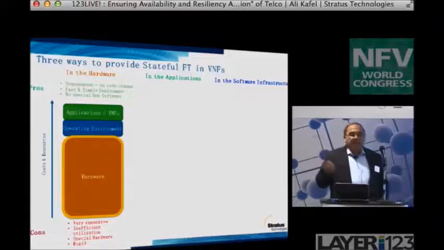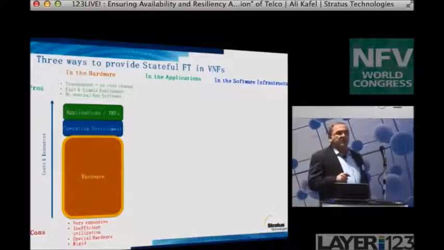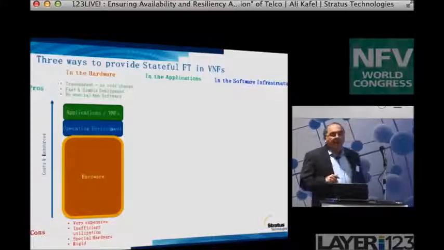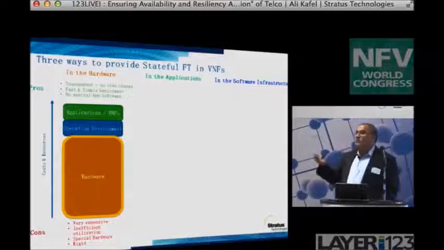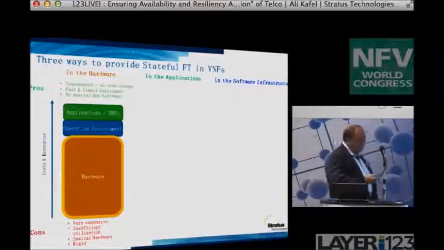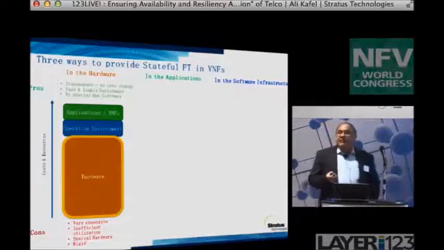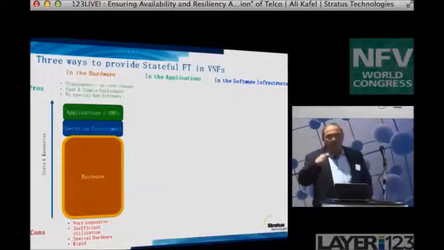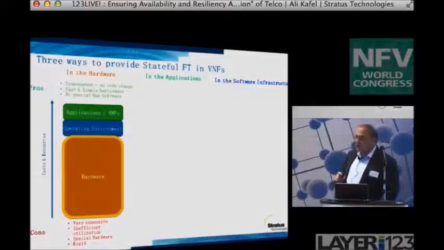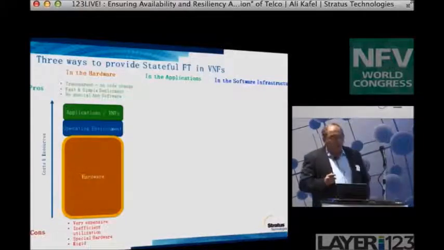So in hardware, there are benefits, right? It's transparent, no code change. It's fast and it's simple deployment because the application doesn't really need to do anything. And of course, there's no special application software that you need to deploy. The problem with that model, these are the cons on the bottom, is that it's very expensive. Hardware systems are very expensive. Stratus used to charge hundreds of thousands of dollars for one server. Those days are long gone.